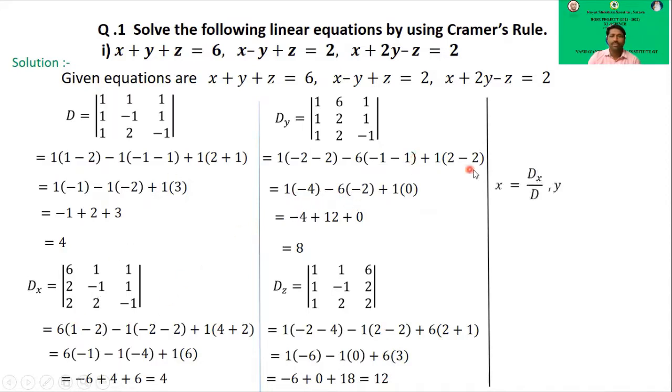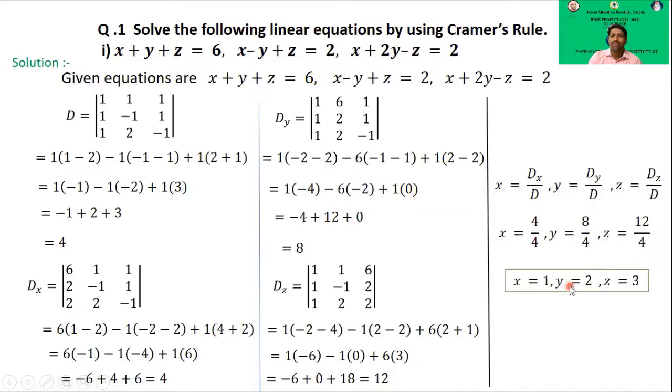Now by using Cramer's rule, x is equal to dx upon d, y is equal to dy upon d, z is equal to dz upon d. Now putting the values, dx is 4, d is also 4, 4 upon 4; y is 8 upon 4; z is 12 upon 4. So x is equal to 1, y is equal to 2, z is equal to 3.